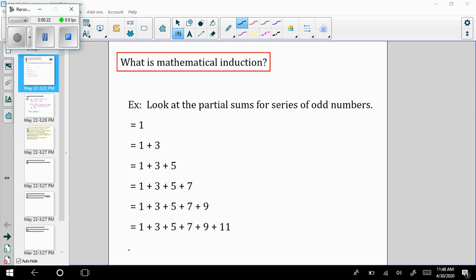All right, so today is a topic called mathematical induction. What I view this as is a formal mathematical proof that a rule is always going to work.